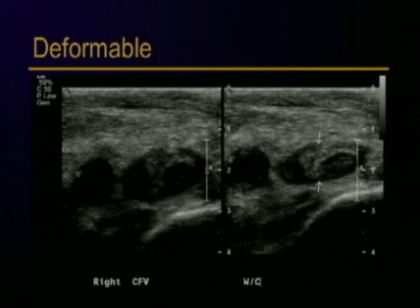Acute thrombus tends to be deformable. So you can see in this picture we have the pre-compression image and the post-compression image, and you can see that the thrombus within the lumen is deformable.